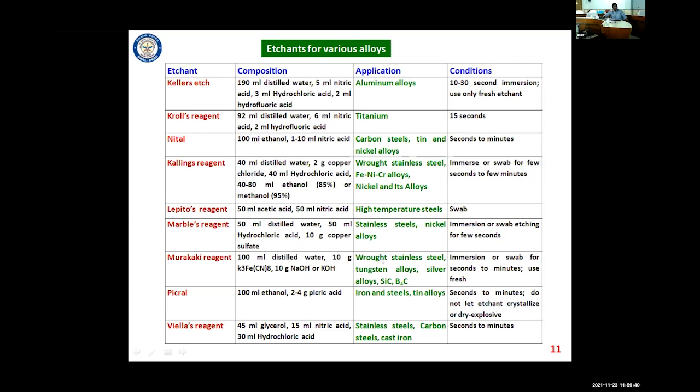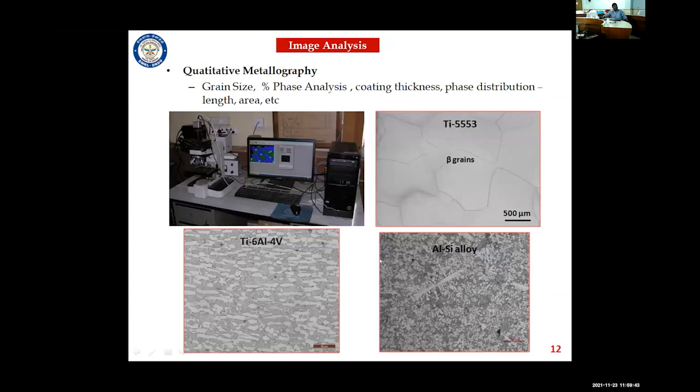Now after etching the sample, I need to observe what type of microstructures are present. I keep it under the microscope, and the microstructure is displayed on the computer screen. Here I have done Ti-5Al-5Mo-5V-3Cr, where you can see very nice beta grains. We can also determine the grain size using the line intercept method: the total length of the line divided by the number of grains intersected by it.